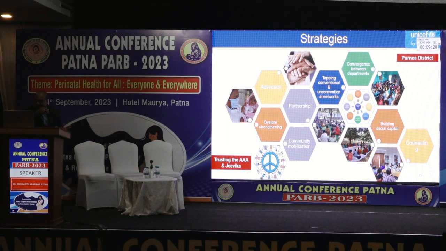Then convergence between departments we also followed, and we built social capital. Social capital means the social structures at the community level, like SHGs and VHSNC, which we tried to engage and leverage. Similarly, we also tried to counsel each and everyone through IPC, through the committee only.